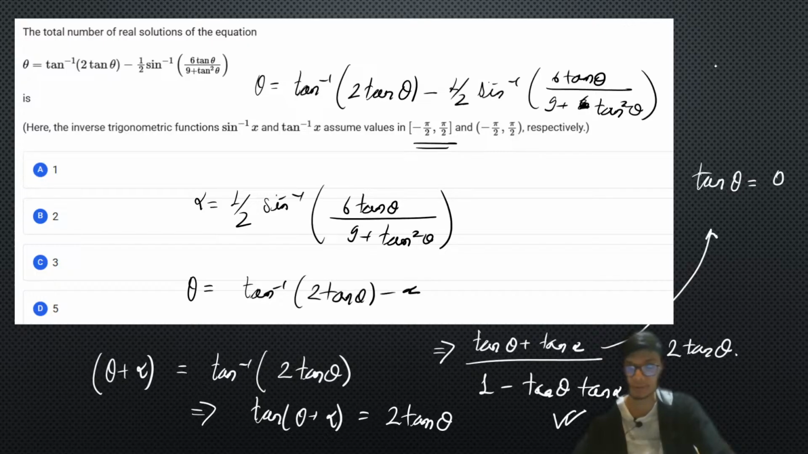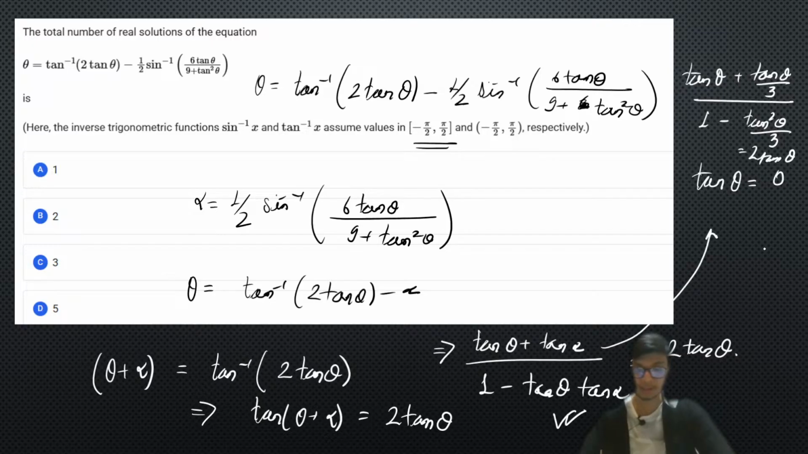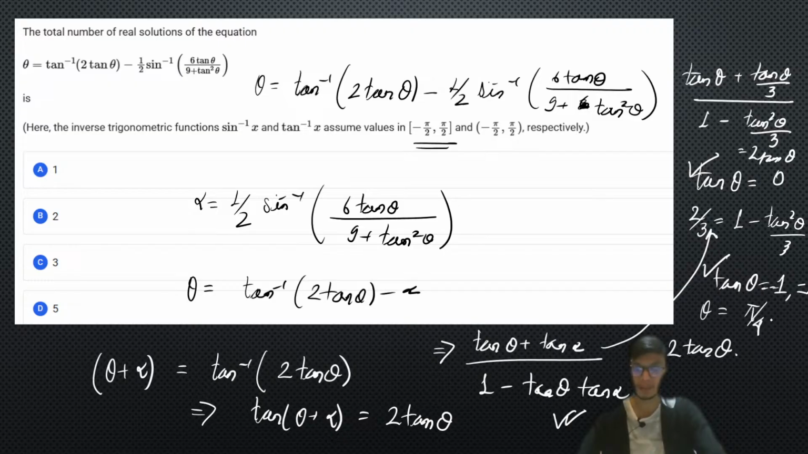Tan theta is equal to 0, because we will have tan theta plus tan theta by 3 divided by 1 minus tan square theta by 3, which is equal to 2 times tan theta, and if I solve it, we are going to get the result as tan theta is equal to 0, or we're going to have 2 by 3 is equal to 1 minus tan square theta by 3, which will give you the result as tan theta is equal to 1 or minus 1, right? And if we solve this, we will have three solutions: tan theta is equal to 0, tan theta is equal to 1, and minus 1. So therefore the thetas for this particular range, minus pi by 2 to pi by 2, will be pi by 4, minus pi by 4, and then we will have 0.